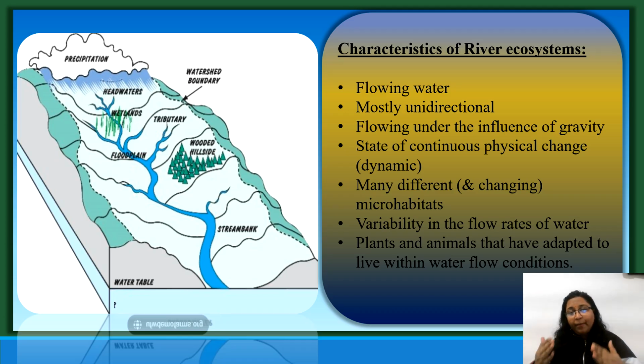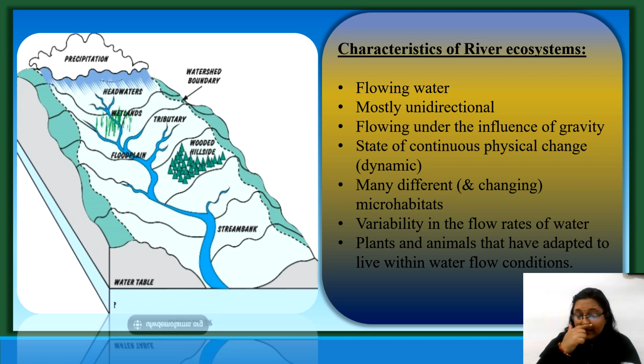There are many different habitats, which are again dynamic and larger than microhabitats, with a large number of places or shelter it provides for the growth of several biotic components. Then there is always a variability in the flow rates of water. In the upper reaches, the flow rate is higher, and then as it reaches the plains, the flow rate becomes a little bit slower, right?